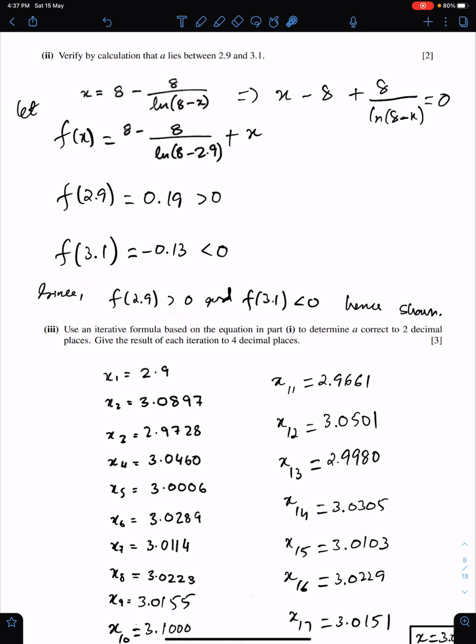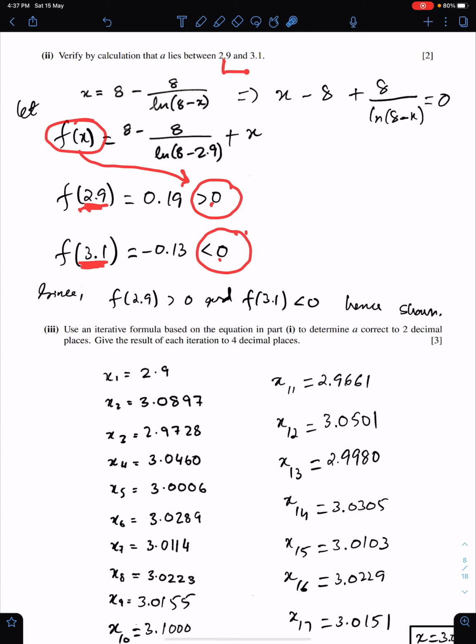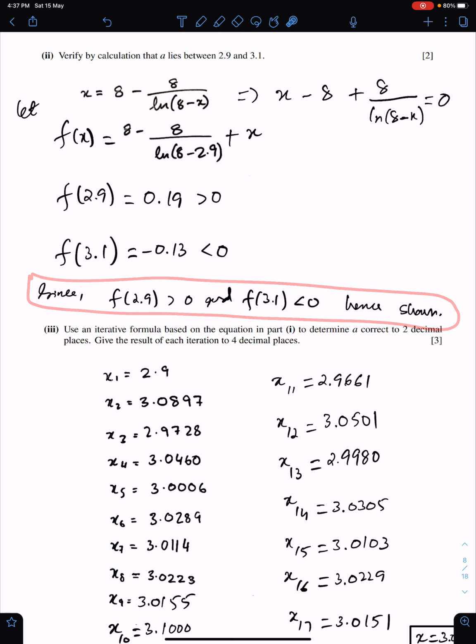And the formal statement is this: since f of x changes its sign from positive to negative from x = 2.9 to x = 3.1, therefore the root of f of x lies between these two values. So you can either give this answer or you can just give the short statement. You have the option.